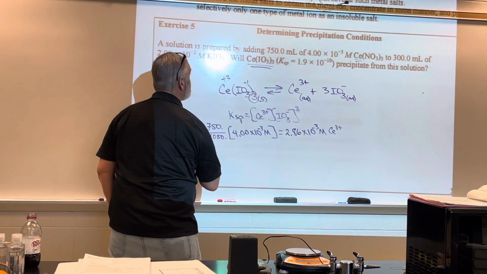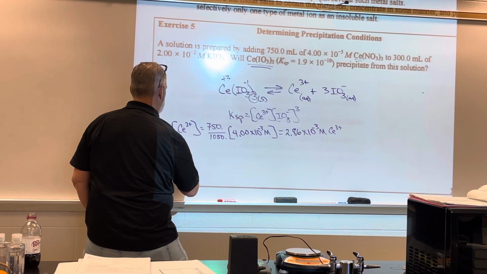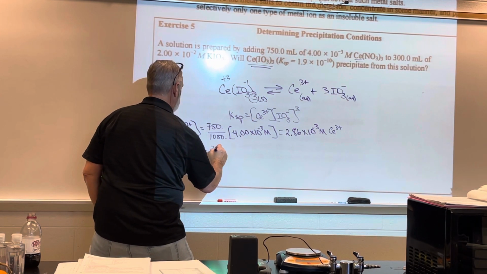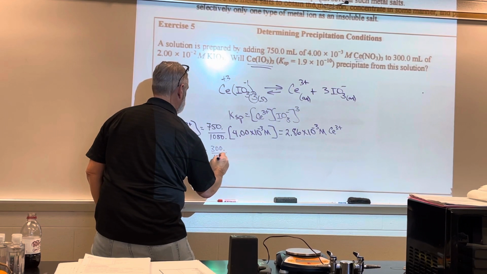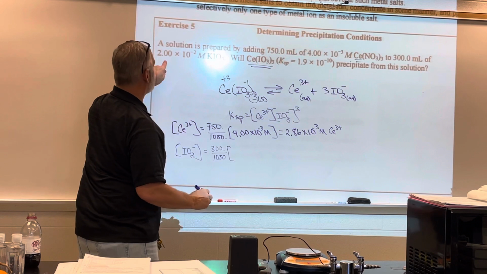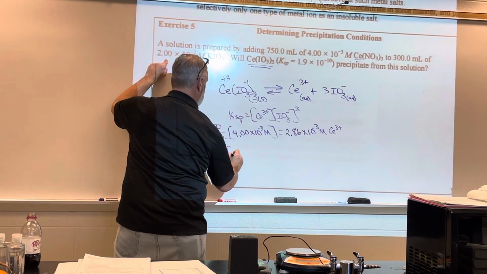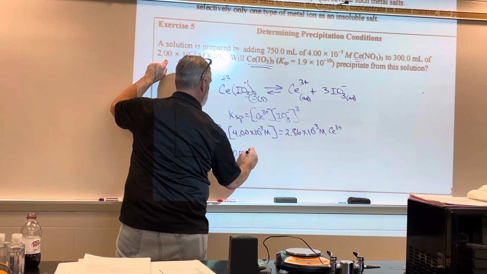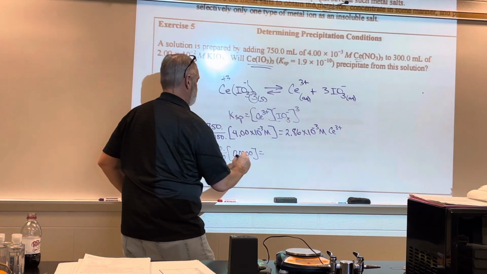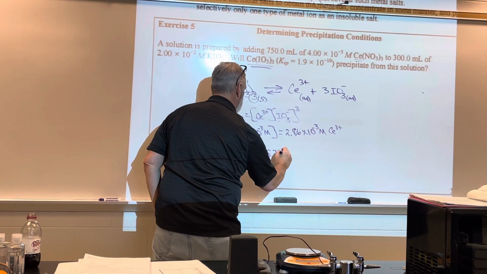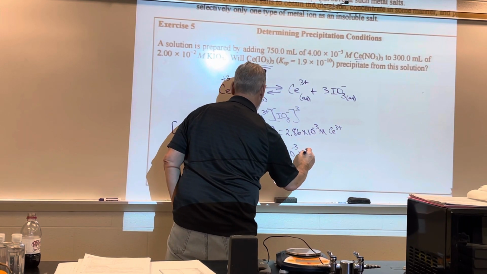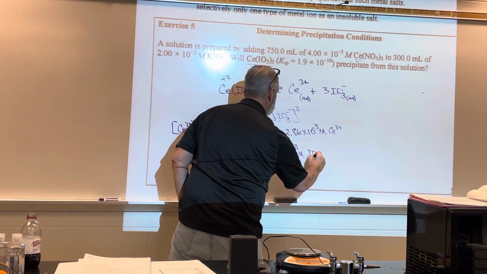Okay, now what's my iodate going to be? 300 divided by 1050 multiplied by 0.0200. That turns out to equal 5.71 times 10 to the negative 3. And that's my IO3 minus concentration.